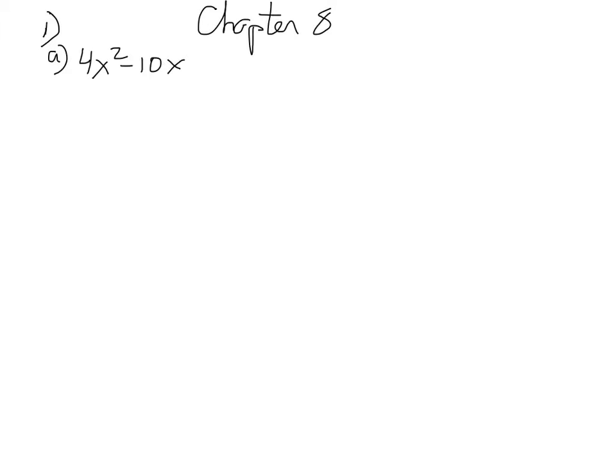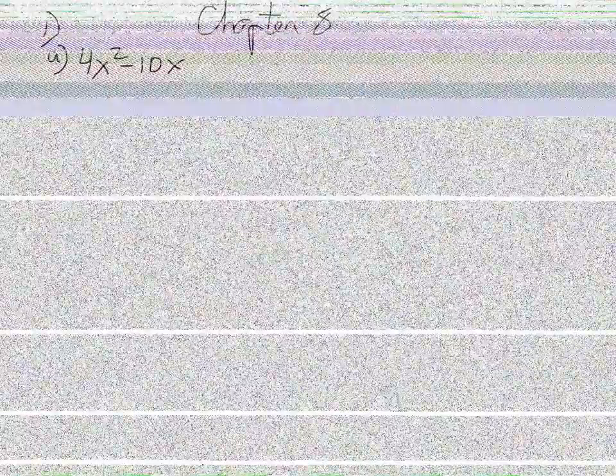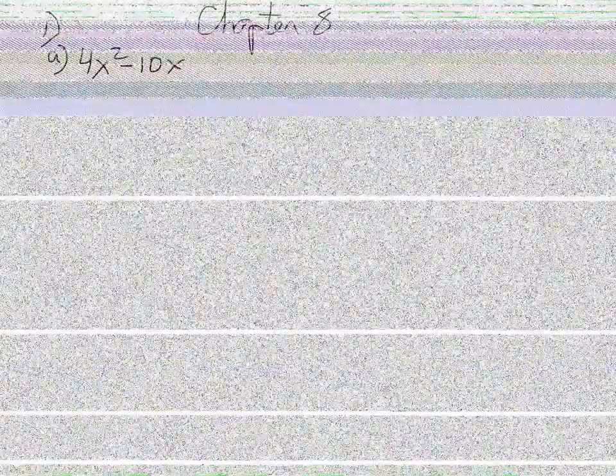So we're now going to do a bunch of factoring. 4x squared minus 10x, you take out whatever they have in common, and I think I can get a 2 and an x out of every term. It leaves me with 2x times 2x minus 5, and I'm done with A.